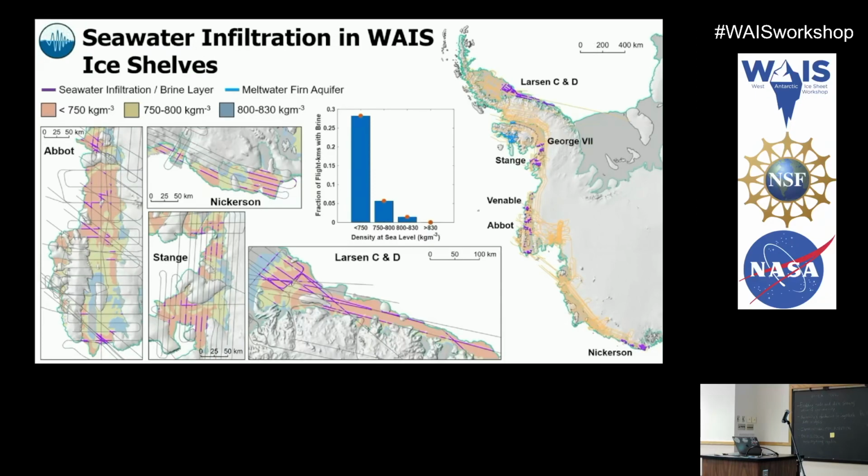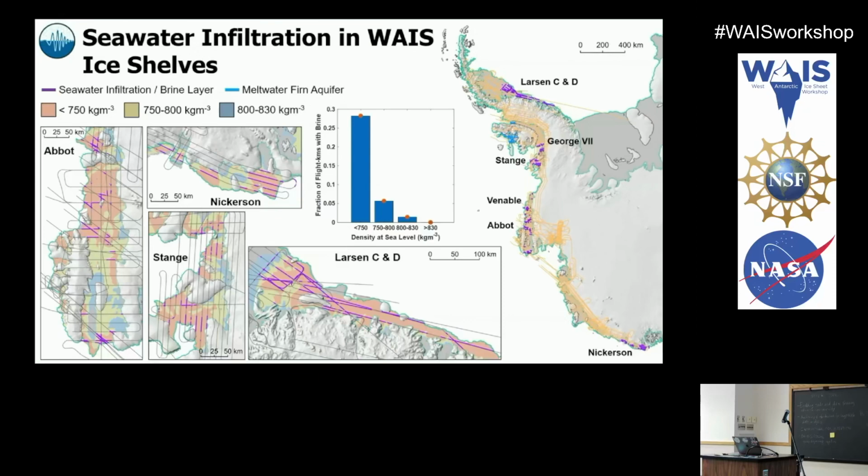You can see this quantified a little bit better in that bar chart in the center there, where it's showing that of the flight kilometers that cross regions where the firn density is less than 750 kilograms per meter cubed, about 30% of that has brine infiltration, and those detections drop to 5% or less once your density at sea level would exceed 750 kilograms per meter cubed. So it's kind of the first question answered: yes, we do see extensive seawater infiltration across West Antarctic ice shelves.